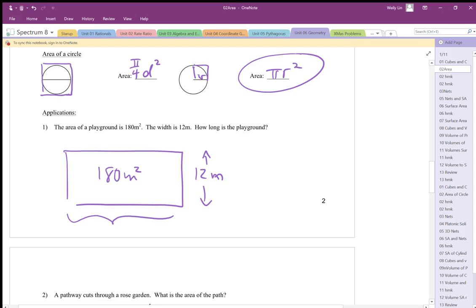Well, our multiplication model, this is our multiplication model. We know that length times width equals area, or area divided by length equals width. So if I want to find out that width, I can do 180 meters squared divided by 12 meters. 180 divided by 12 is 15. Meters squared divided by meters is 15 meters. So we can get our 15 meters that way. And notice that the units also are important. Meters squared and meters.